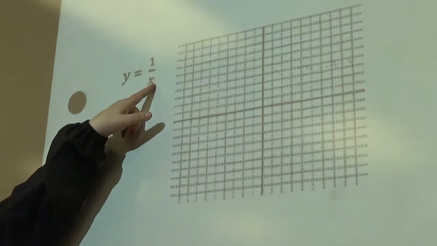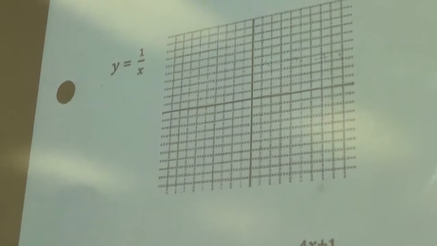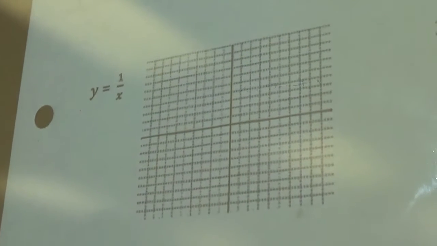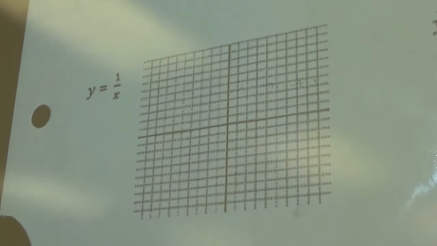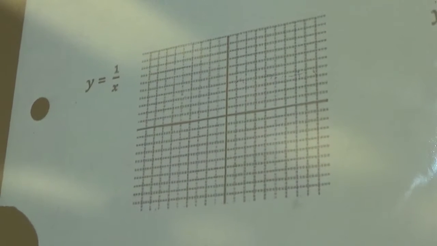Because the x is inside of a fraction. So I want to graph this one. The first thing I want to think about is, do I have vertical asymptotes? Do I have horizontal asymptotes? And what is my x-intercept?